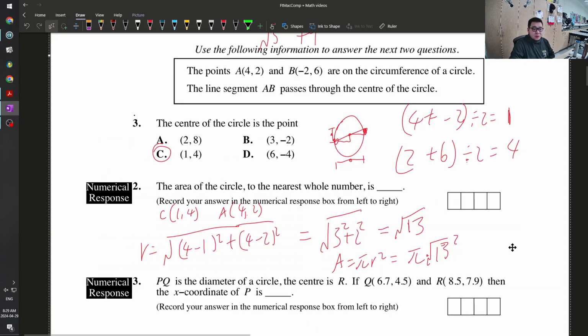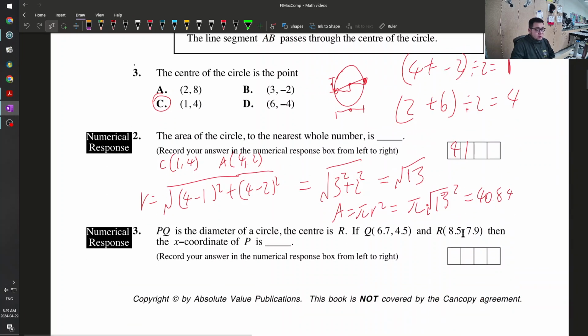40.84, and they want us to round to the nearest whole number, so 40.84 rounds to 41. I guess there's no unit, so it's not needed.